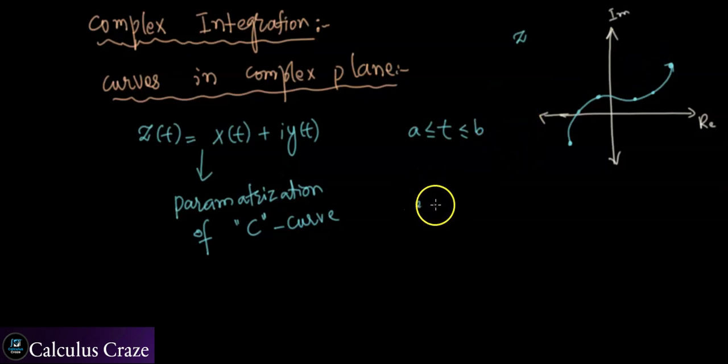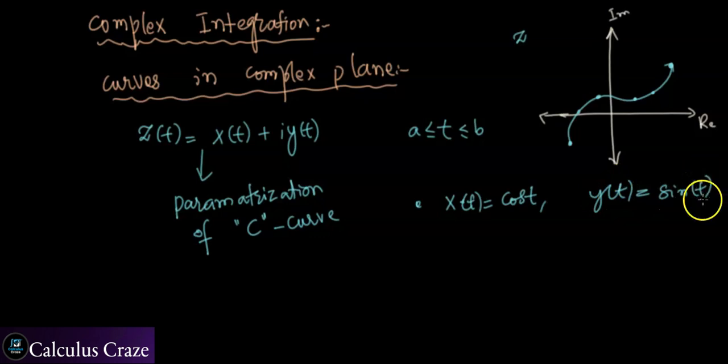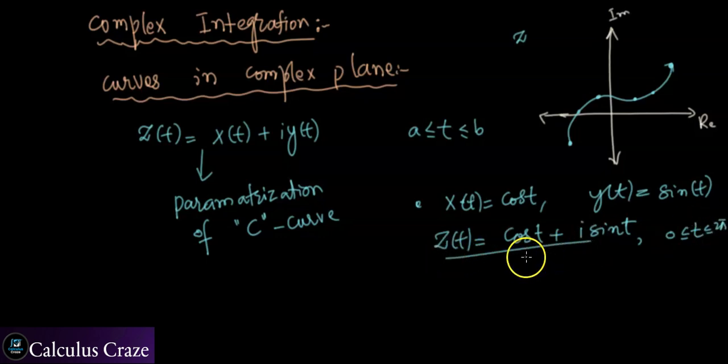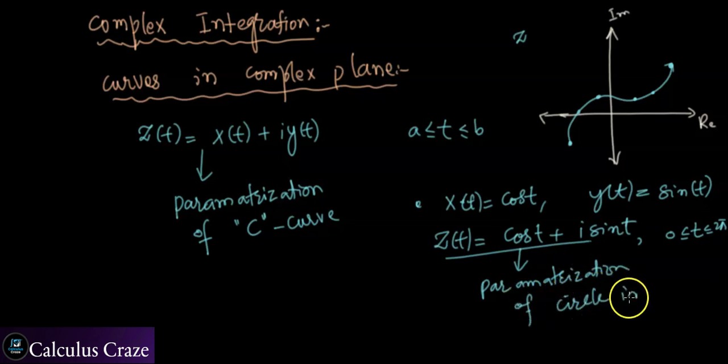is going to be the parametrization of a circle, where we set x of t to be cos t and y of t to be sin t. So in that case, the function z of t is cos of t plus iota times sine of t, where t is running between, let's say, 0 and 2 pi. By this, the function z is basically defining the parametrization of a circle in the complex plane.